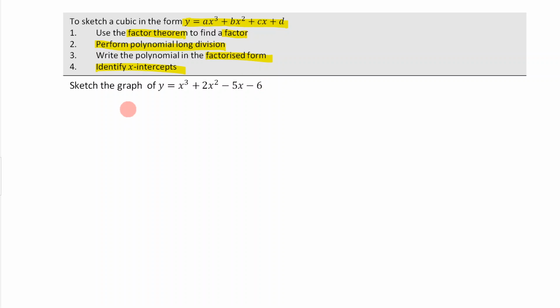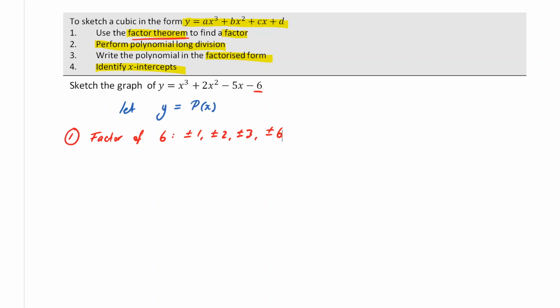The first thing I'm going to do is just let y be equal to p of x. And that way, I don't have to keep on referring to this. I can just refer to it as p of x. Now, step one is going to be using our factor theorem. To do this, we're just going to consider factors of 6 and sub those in. So factors of 6 are what? It's going to be plus or minus 1, plus or minus 2, plus or minus 3, or plus or minus 6. So let's begin by just subbing these in and see what happens.